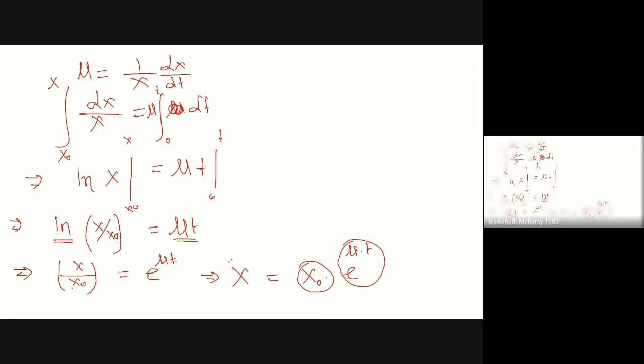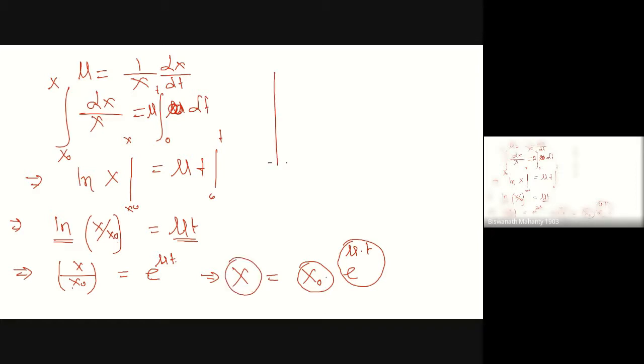If I remove the logarithm, what will happen? Can anybody tell me? If I say x by x0, anybody of you know? Logarithm, exponential, all those things? Any one of you? It will be the exponential of whatever is there. So x by x0 is e to the power mu into t. E is the exponential base. Now, so what is x? X equal to x0 e to the power mu t. So at any time, if I know the initial biomass concentration and if I know mu, I can find out what the biomass is at any time.